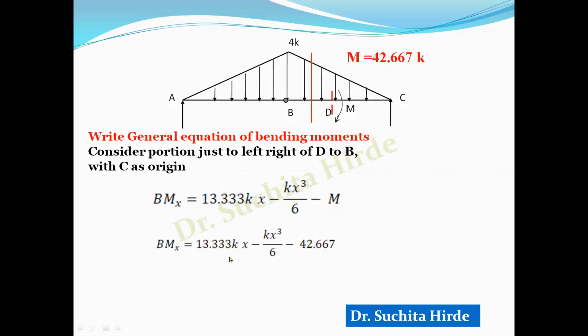So this equation becomes 13.33 kx minus kx cubed by 6 minus 42.667. Now we have derived all the three equations: the general equation for AB, the general equation for CD, and the general equation for DB. Now we will write all these in tabular form, and then we'll find out the deflected shape, and finally we will divide this bending moment ordinate by 42.667 to get ILD ordinates. So let us see how to write the tabular form.